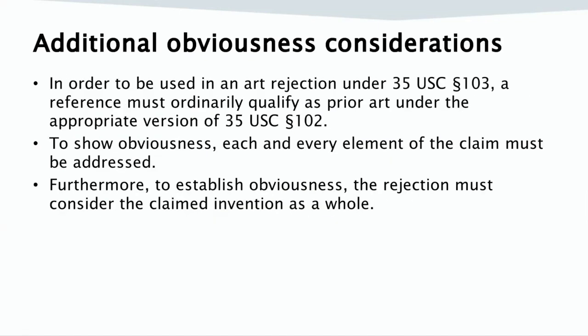Since this module is an introduction to the concept of prior art rejections, we will just point out some highlights. There will be additional training to provide further details. First, prior art that is available for an obviousness rejection must qualify as prior art under the corresponding version of 35 U.S.C. 102. Second, there should be factual support for each and every element in the claims, either explicitly or inherently, even though more than one disclosure may be needed to establish that support. Third, the rejection must consider the claimed invention as a whole.